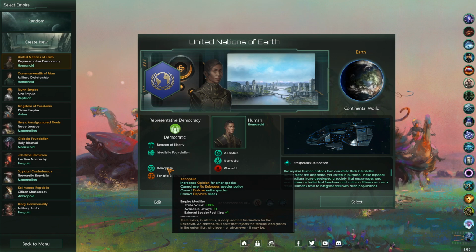There exists in all of us a deep-seated fascination for the unknown. An adventurous spirit that rejects the familiar and glories in the unfamiliar, whatever or whomever it may be.